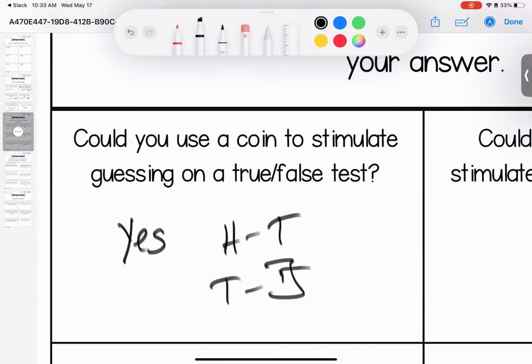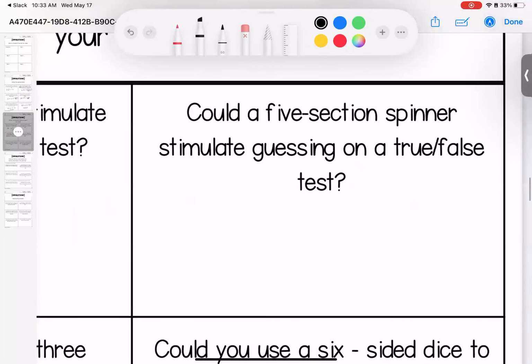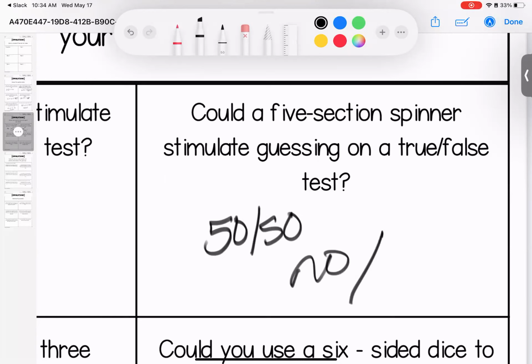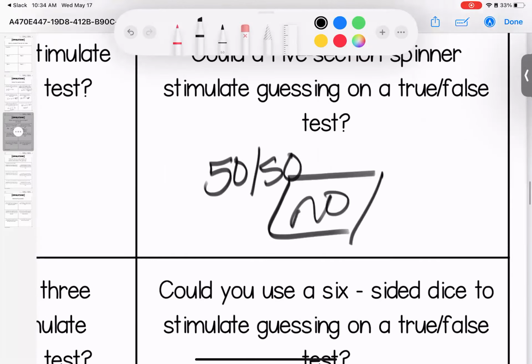There's a 50-50 split. Absolutely could do that. And then I could flip it 20 times or 10 times, depending on how many questions are on the test. Could a 5-section spinner simulate guessing a true or false? No. 5 is odd. We need something that's going to have a 50-50 or equally likely opportunity. So this one is not going to work.